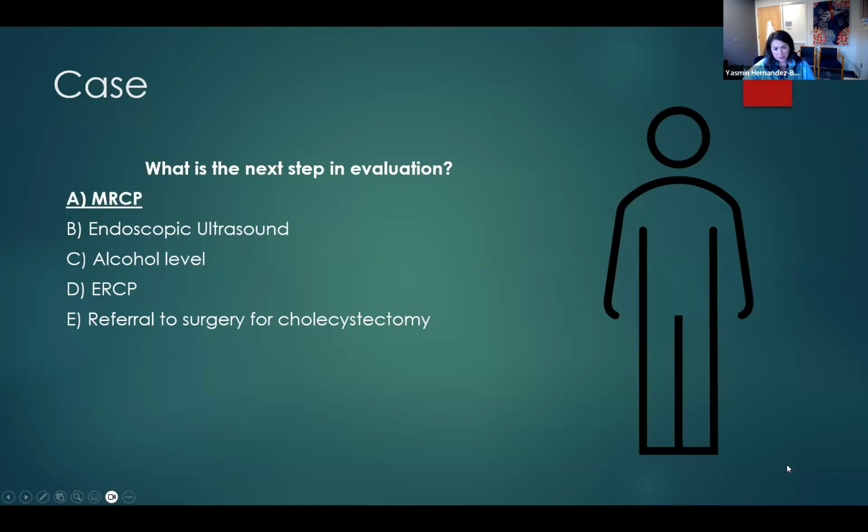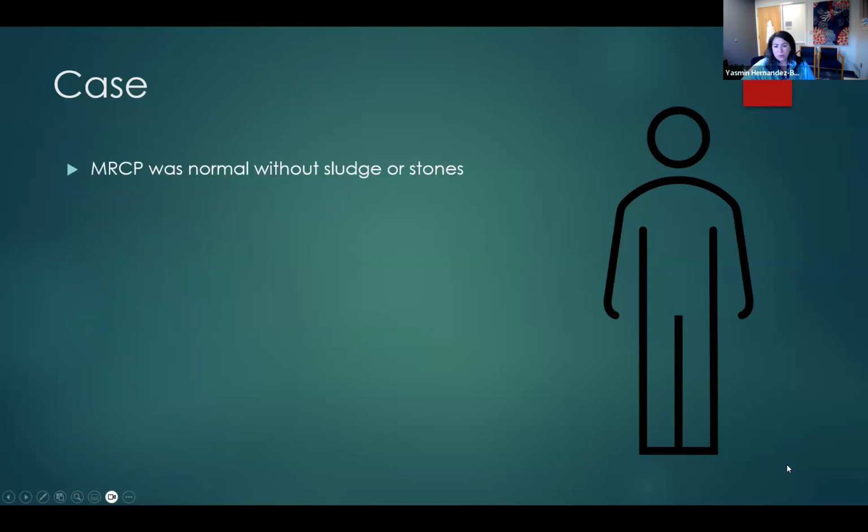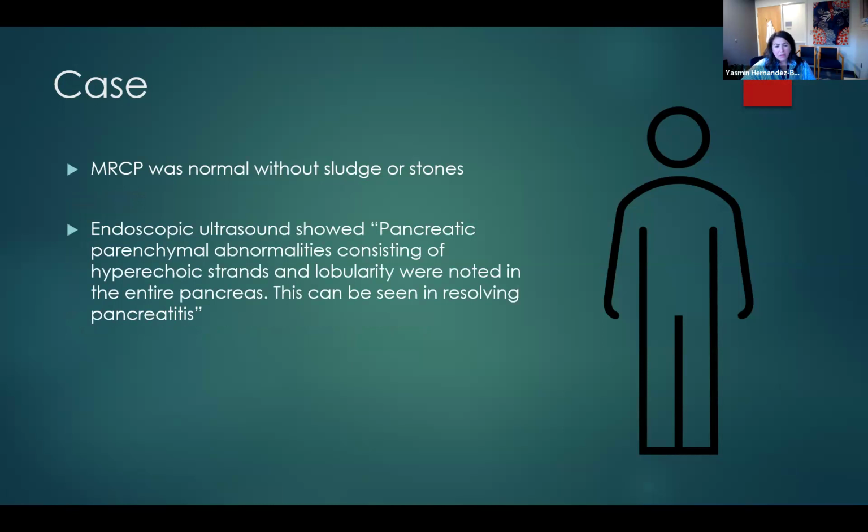So I ordered an MRCP. The MRCP was normal, and the reason for that was to make sure there were no sludge, stones, or any anatomical issues that could have contributed. And then I referred her for an endoscopic ultrasound, which showed pancreatic parenchymal abnormalities that can be seen in resolving pancreatitis. So at this point, I have a woman that had one, potentially 2 episodes of pancreatitis, so recurrent acute pancreatitis, with no obvious trigger other than she's 31 years old, she's quite young, and I don't have another cause.